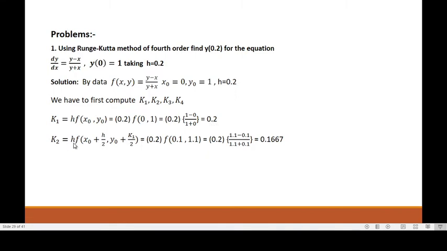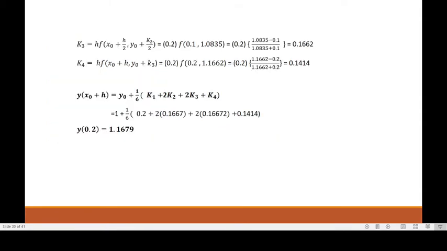Similarly, k2 is h into f of x0 plus h by 2 comma y0 plus k1 by 2. First, simplify these two expressions. That is x0 plus h by 2 is 0 plus 0.2 by 2, which is 0.1. Similarly, y0 is 1 plus k1 by 2 is 0.2 by 2, which is 0.1. 1 plus 0.1 is 1.1. Once again, substitute these values in f of x comma y. You will get 0.1667.